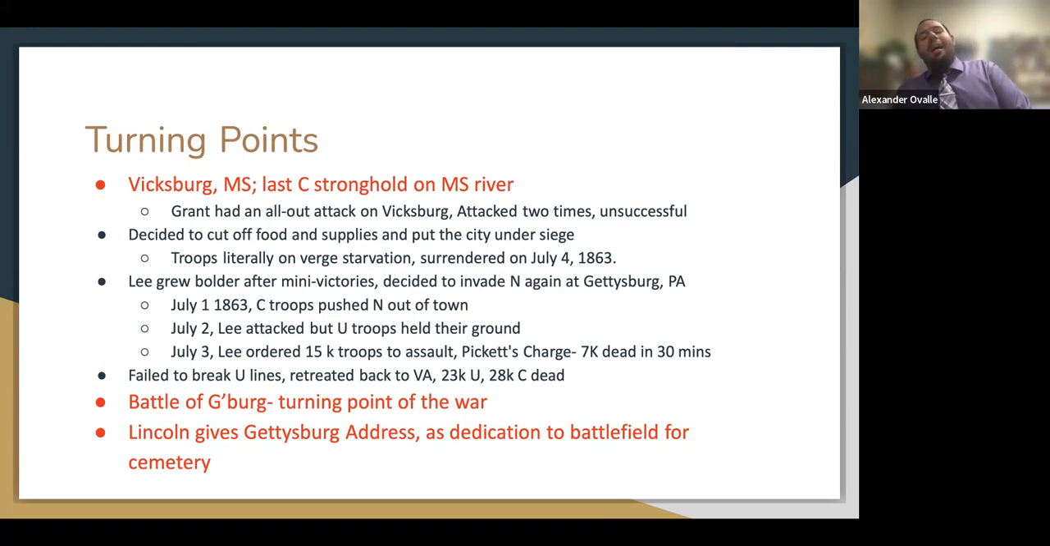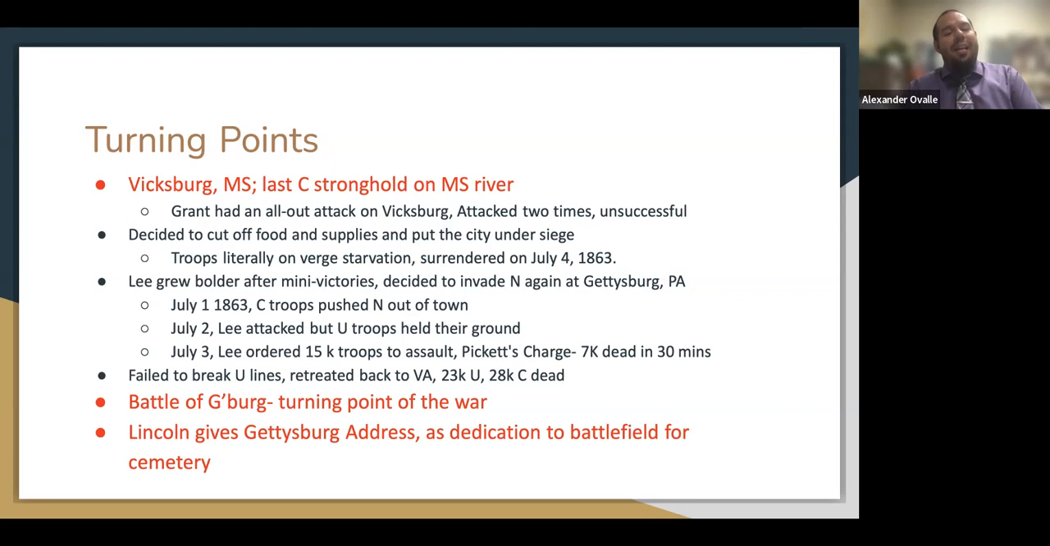So Lee is gaining some ground. He's a good strategic general of the Confederacy. And after these small little battles, gaining victories, he's going to grow bolder, take steps. He's going to invade the North at Gettysburg, Pennsylvania. And Gettysburg's a big turning point, a big battle. July 1st, the Confederate troops pushed the North out of the town. July 2nd, Lee attacked, but Union troops held their ground.